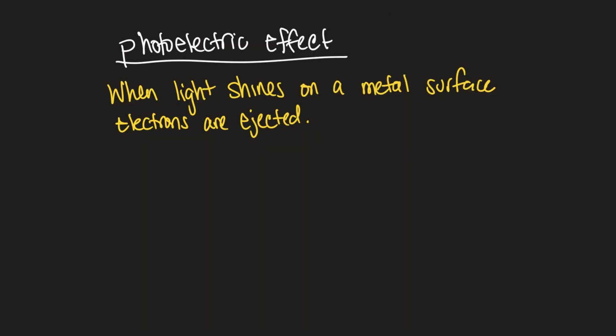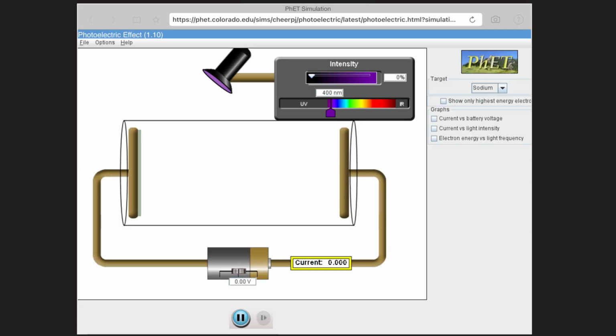So what is the photoelectric effect? The photoelectric effect is when light shines on a metal surface and electrons are ejected. Here's a PhET simulation of the photoelectric effect from PhET, Colorado. Just to explain what's going on here, we have our light source, and this is our metal surface that we're talking about. This metal surface specifically is sodium.